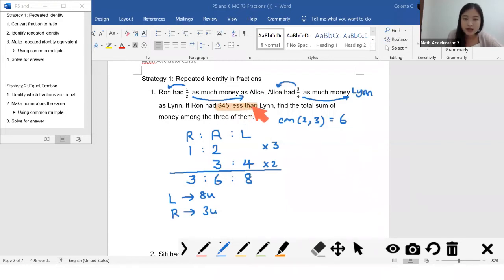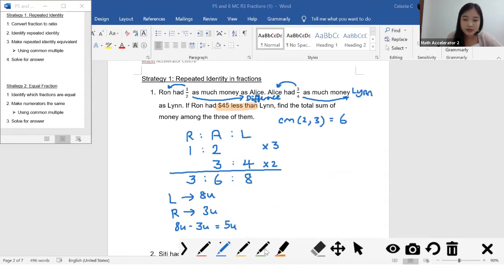So this highlighted part here, Ron had $45 less than Lynn. So this is the difference, less than. So find the difference between Lynn and Ron in the unit form first. So you have 5 units.